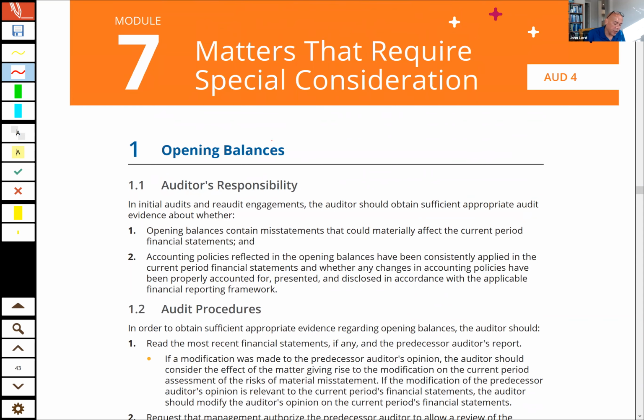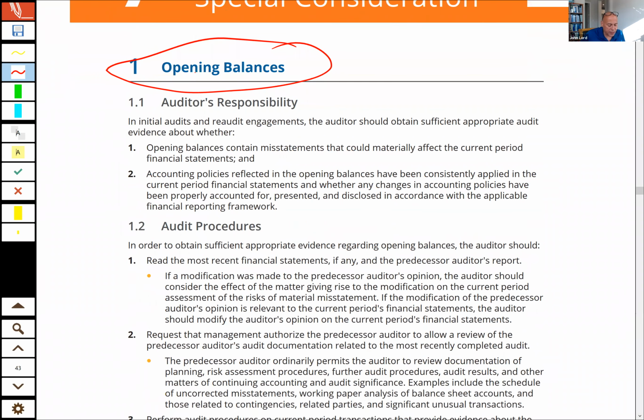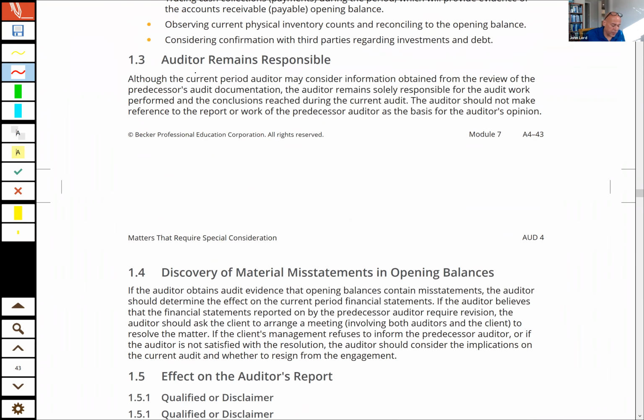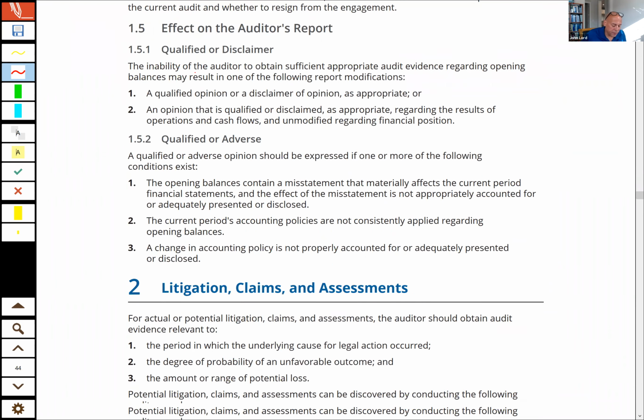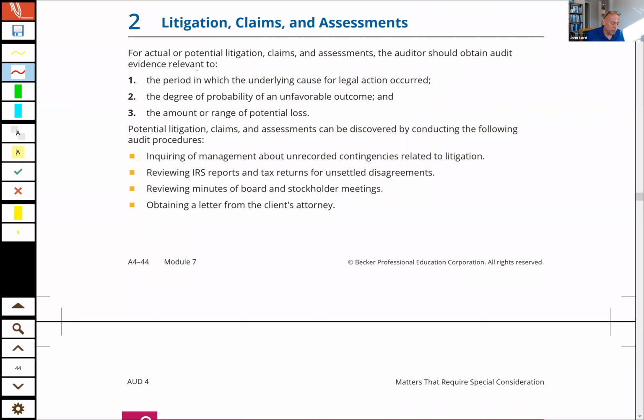Okay. All right, good. Opening balances, guys. Just look at the questions for that particular area. I'm not going to get off into these procedures here to make sure you're comfortable with the opening balance. There's nothing that difficult there, and I find that discussion a bit mind-numbing, so I want you to just go ahead and look at that on your own, okay? Let's go ahead and take a look at litigation, claims, and assessments now.